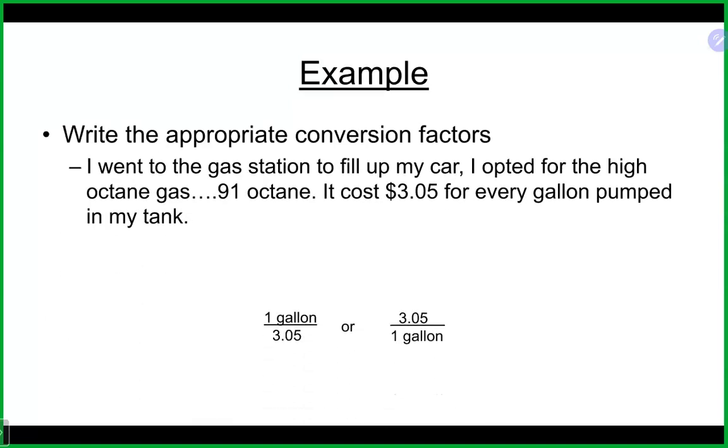If you go fill up at the gas station, some 91 octane for $3.05, which, believe it or not, was super expensive when I made this slide years ago. Now you can't even find 87, I don't think, for $3. But basically what that means is for every gallon of gas you pump, you have to pay $3.05. Or if you have $3.05, you can get yourself 1 gallon of gas, which might get you down the road a little bit.